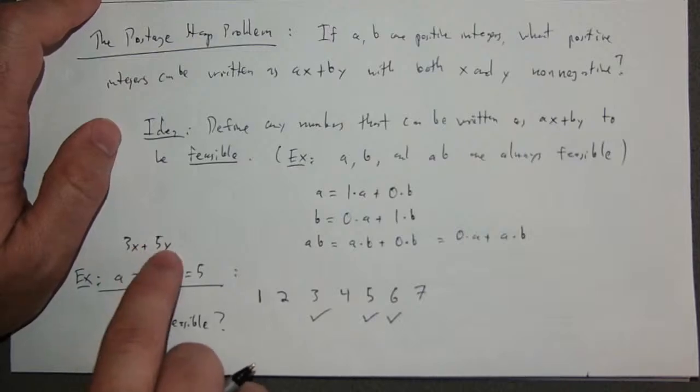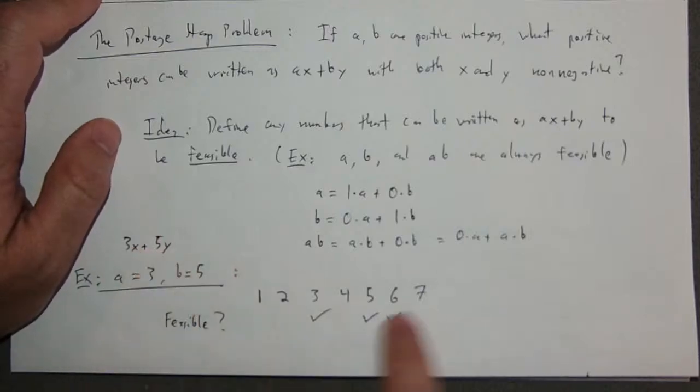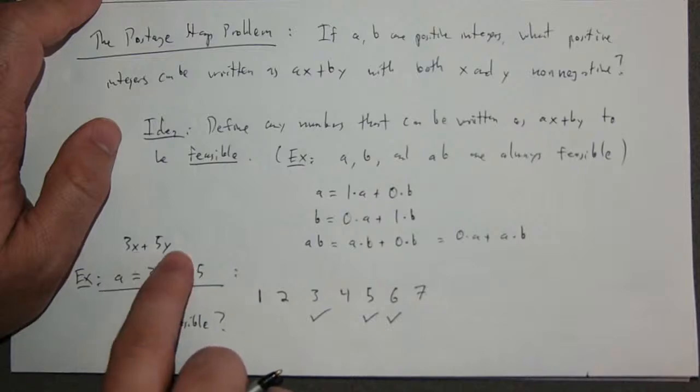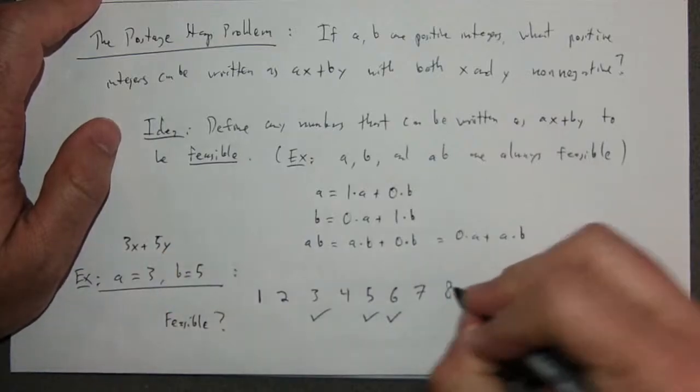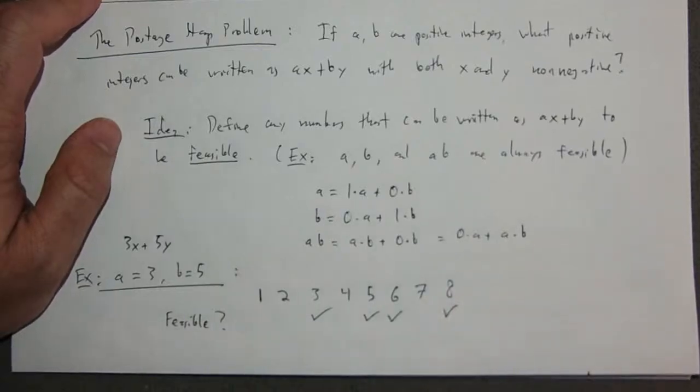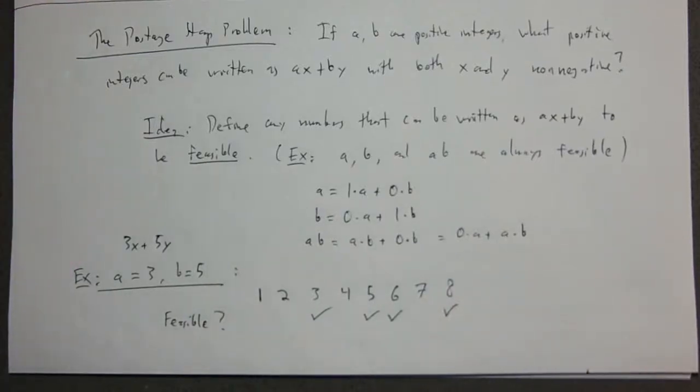If x is 0, y is 2, I get 10, so that's too big. If x is 1 and y is 1, I get 8. That's as small as I can get here with x and y positive. So 8 is feasible, but what that means is that 7 isn't, right?